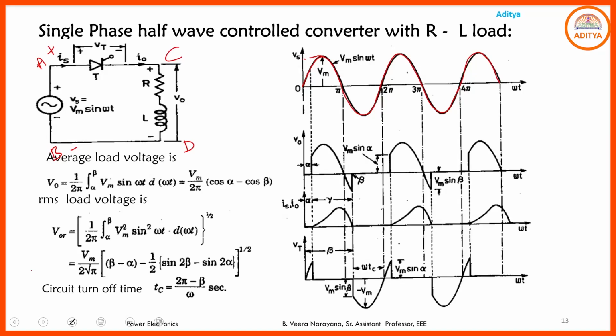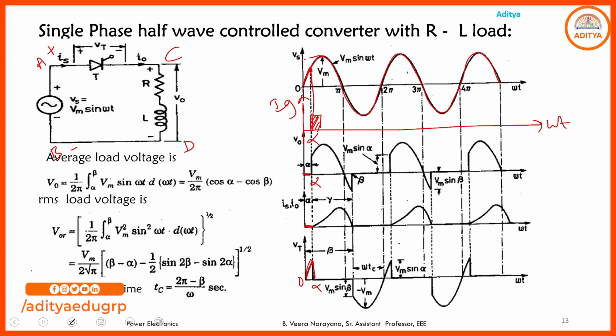At omega t equal to alpha, we provide the gate pulse. So consider this gate pulse representation here, and at omega t equal to alpha we provide the gate pulse. Up to alpha, what is the state of the SCR? The SCR will be in the forward biasing mode. Forward biasing mode means there is no output voltage and there is no output current. Simply the source voltage is available across the thyristor from 0 to alpha.